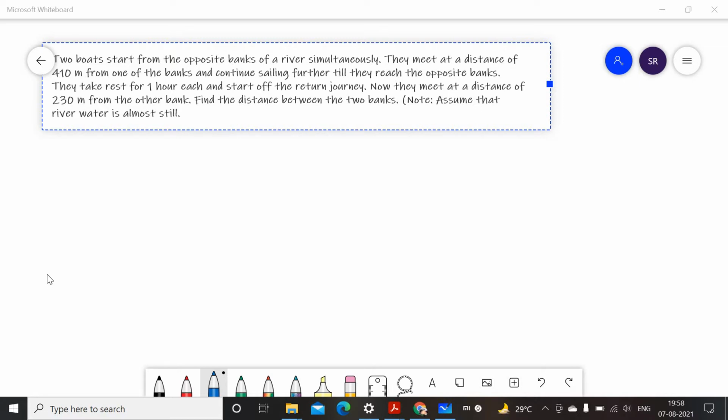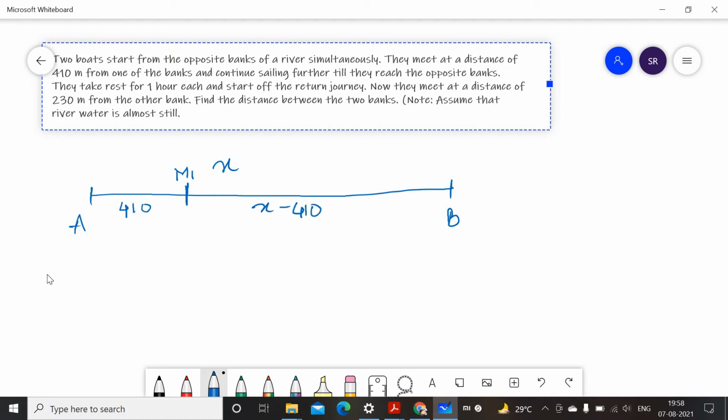So if I draw a diagram, it would be somewhat like this. This is boat A, this is boat B, and let this entire distance be x. So they both start at the same time and they first meet at a distance of 410 meters from one of the banks. Suppose this is first meeting point M1 and this is 410 meter, so this will be x minus 410 meter.